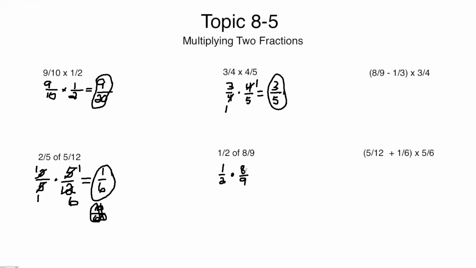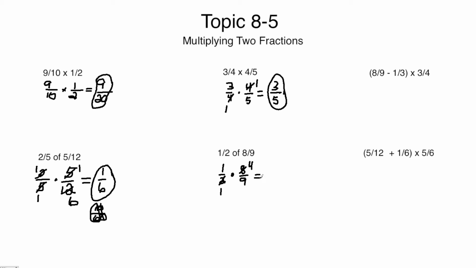We can't do the golden rule because there's no whole number or mixed number. Can we cross factor? We have a 1. Is there a factor greater than 1 that can go into both 1 and 9? No. Is there a factor greater than 1 that can go into both 2 and 8? Yep. 2 goes into 2 once. 2 goes into 8 4 times.